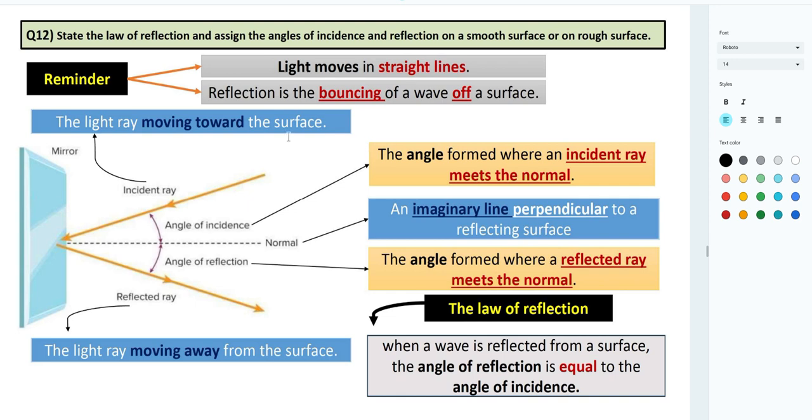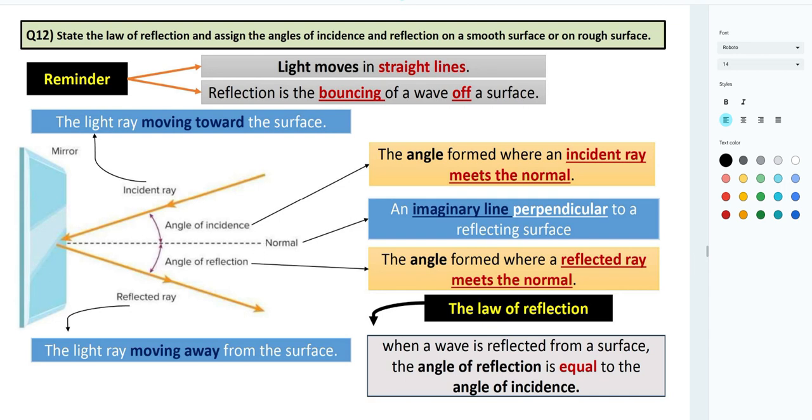Remember, the incident ray comes from the light source. So the light is moving from the light source to the mirror, forming a specific angle called the angle of incidence, or the incident angle. And remember that this angle of incidence is measured from the normal.